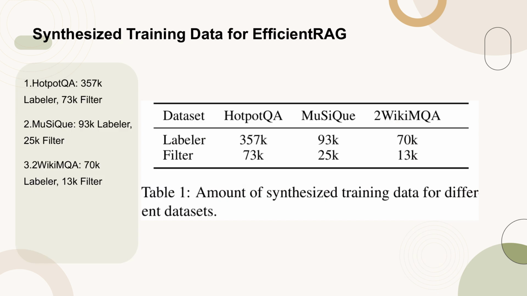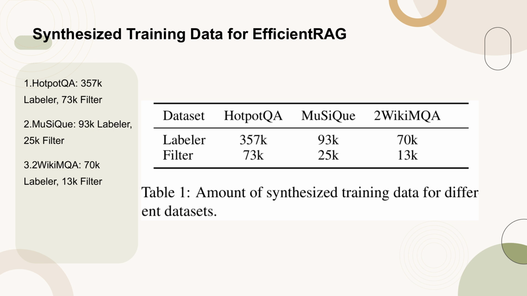Table 1 provides an overview of the amount of synthesized training data used for different datasets in the EfficientRAG framework. For the HotPotQA dataset, 357,000 instances were synthesized for the labeler and 73,000 for the filter. In the Musique dataset, the numbers are 93,000 for the labeler and 25,000 for the filter.